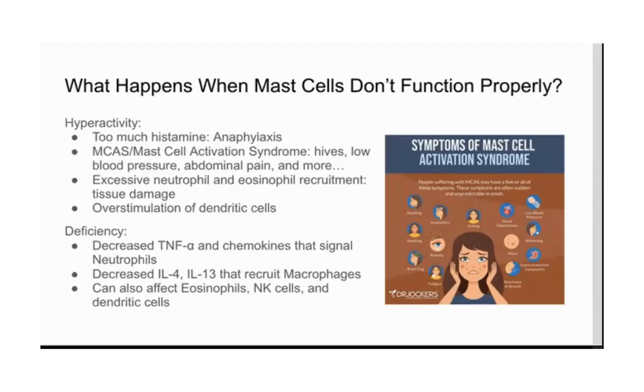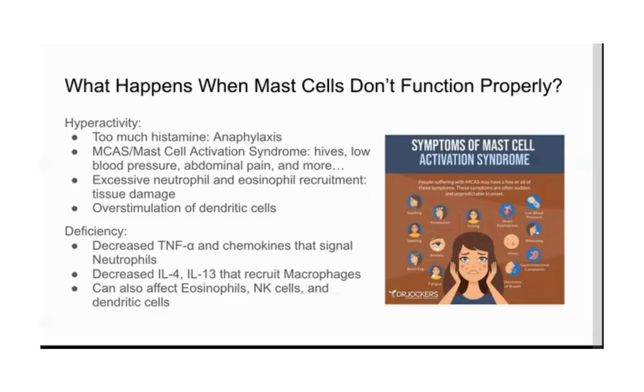When mast cells don't function properly, two things could be happening. The first one is hyperactivity, and the second one is deficiency. I think of hyperactivity as the alarm was on too loud or too long, and the deficiency is that the alarm never went off. So when there's hyperactivity of mast cells, there's too much histamine production, and that can lead to anaphylaxis shock. Also, there's something called mast cell activation syndrome, which comes with a whole bunch of uncomfortable symptoms. Also, we can have excessive neutrophil and eosinophil recruitment that can lead to tissue damage or overstimulation of dendritic cells.